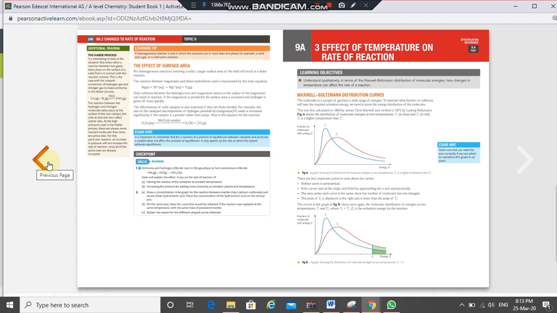The effect of surface area is more obvious when we have heterogeneous reactions. It means we have different phases of reactants inside my reaction. So I'm going to see more gas or more liquid particles that have more surface area to react with each other. Increasing surface area means I'm going to make the particles smaller in size. By this, I'm going to increase the surface area and increase my rate of reaction.